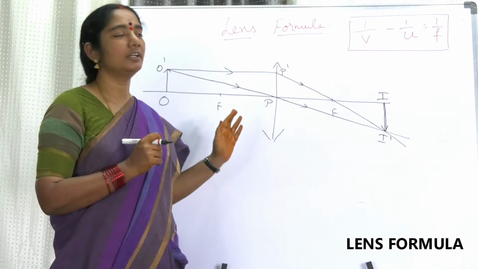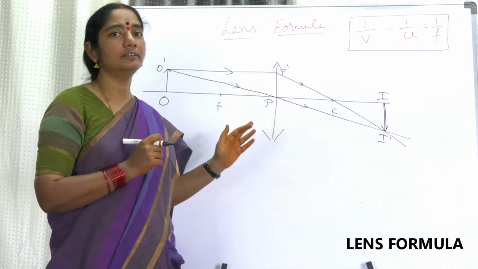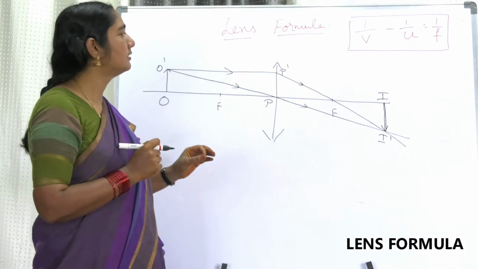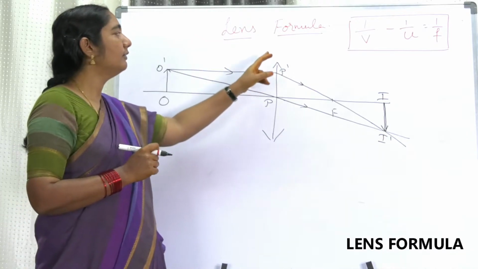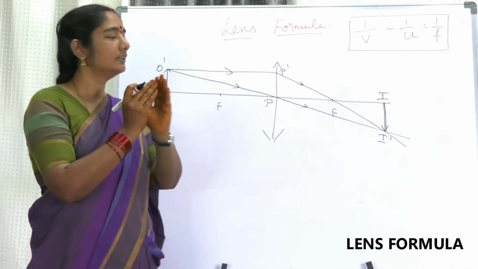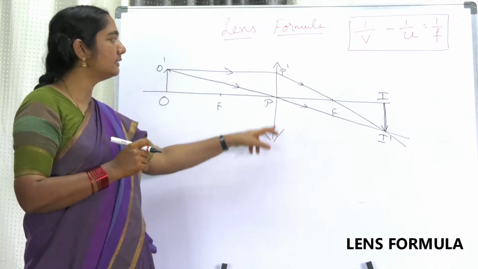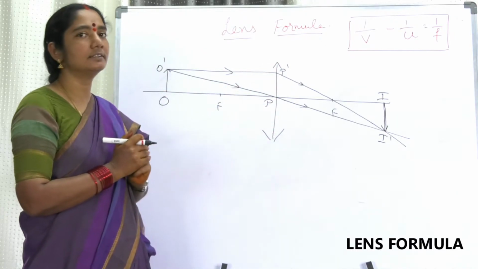Let us have a small discussion about the lens formula. Let us derive it, a simple derivation. For that we are taking a convex lens. We know how to represent a convex lens. This is a convex lens.